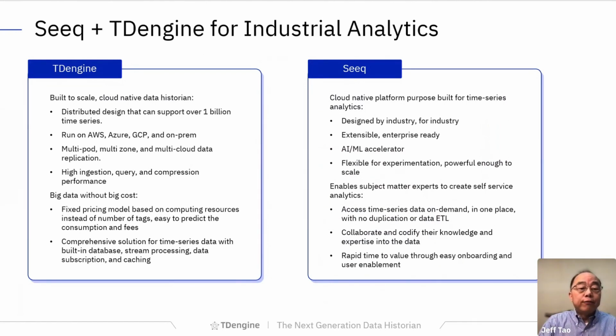For TDengine, it's built to scale, right? It's a cloud native data historian. You can run on cloud or you can run on prem. It has very good performance. I also mentioned we support big data, but without a bigger cost because it's a fixed price model. And also, we are a comprehensive solution for time series data.